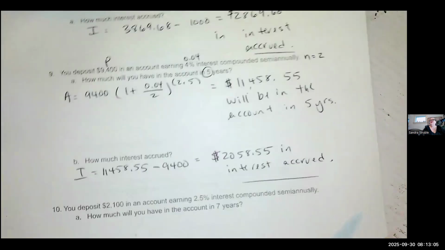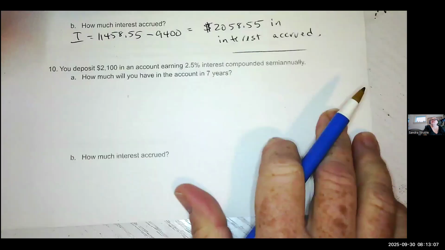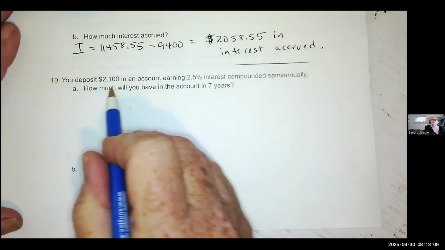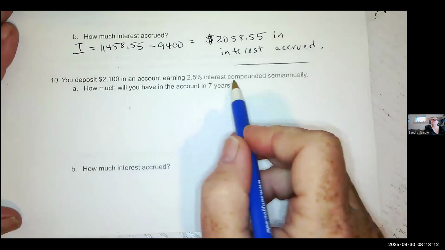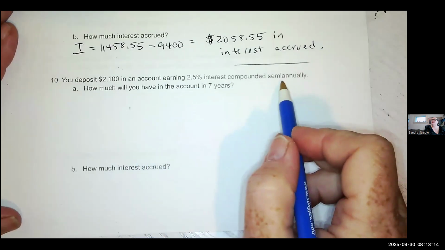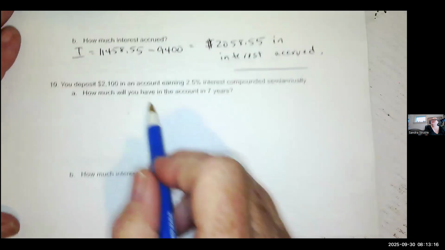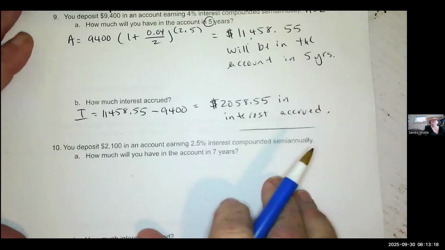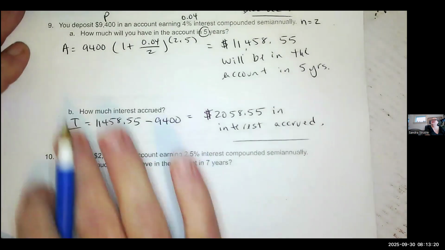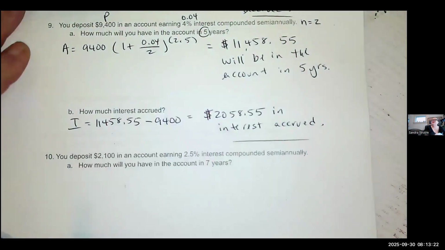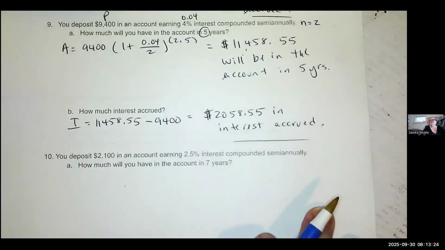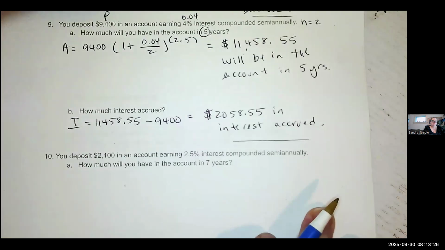All right, pause the video, do the next one yourself, and then come back. It says you deposit $2,100 in an account earning 2.5% interest compounded semi-annually. Again, N is 2. How much will you have in your account in 7 years? I'm going to put this up here. Pause the video so you can see compared to how I'm doing it, and make sure you get the setup right.